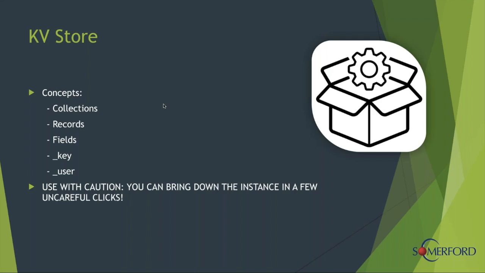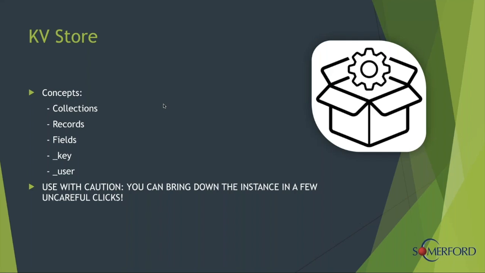Now, a collection is just the table. The records are the rows within that table. The fields are the columns within them. And then you get two individual fields across every single KV store collection, no matter what, and that is underscore key and underscore user. Underscore key is just a number to define the row, the record, to call back to reference. And underscore user is automatically created. It's just a Splunk generated number to keep a count and a record of how many KV store collections it has, how big they are, how many rows, etc.